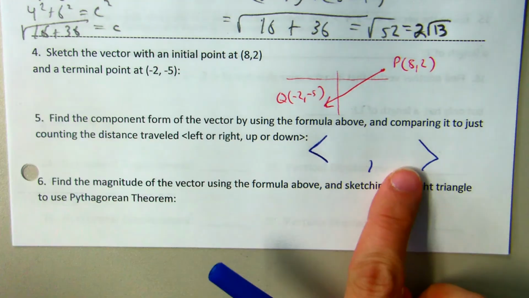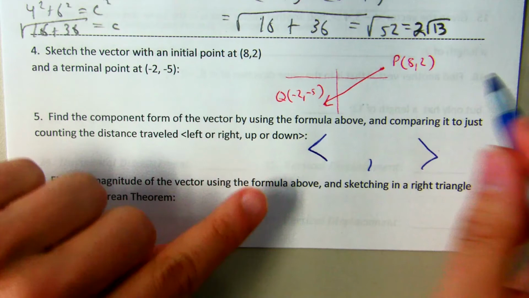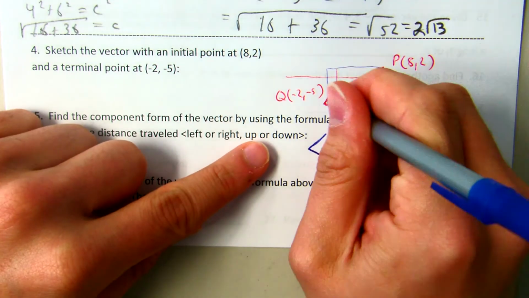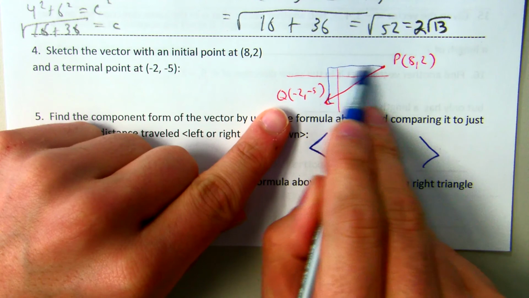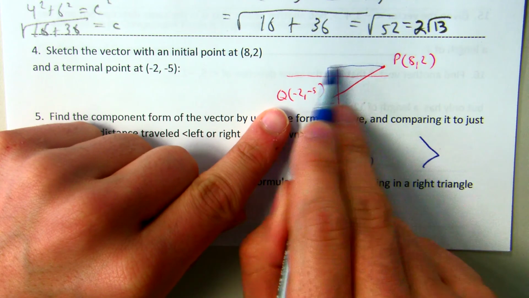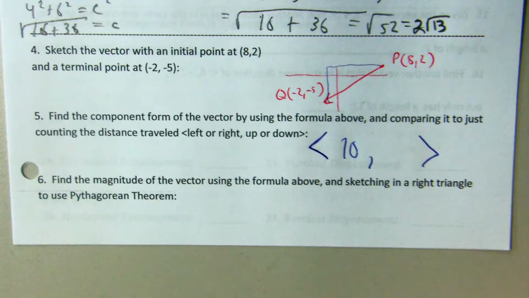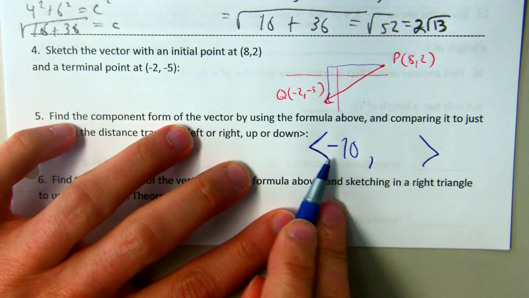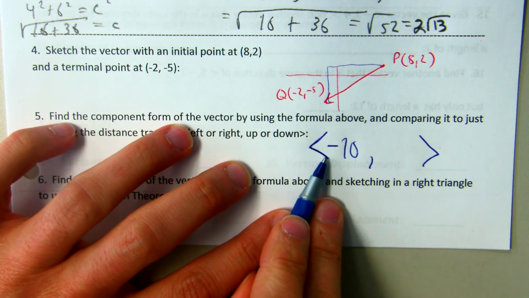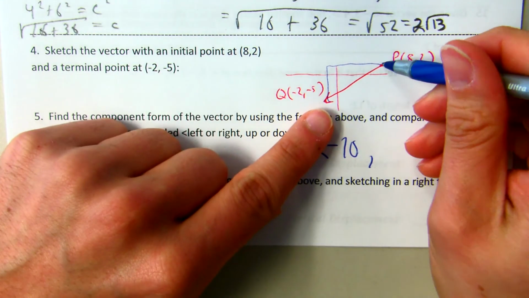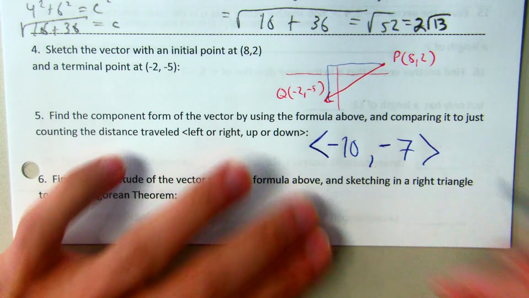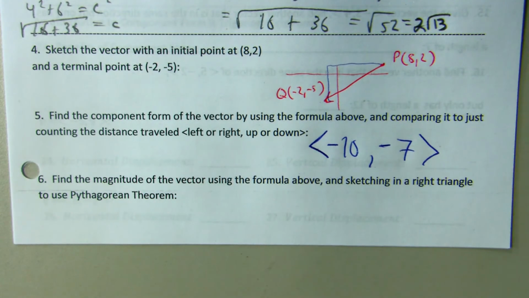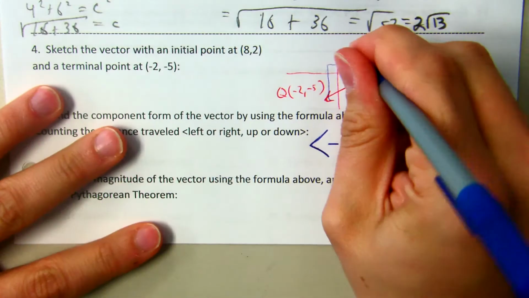It's for the horizontal component. But with the picture, hopefully you can see, you get from 8 to -2, how much are you traveling here? Okay. You're traveling 10, and you're going to the left. And then we get from 2 down to -5, you're going down 7. So the formula is fine, just usually you can just make sense of it.